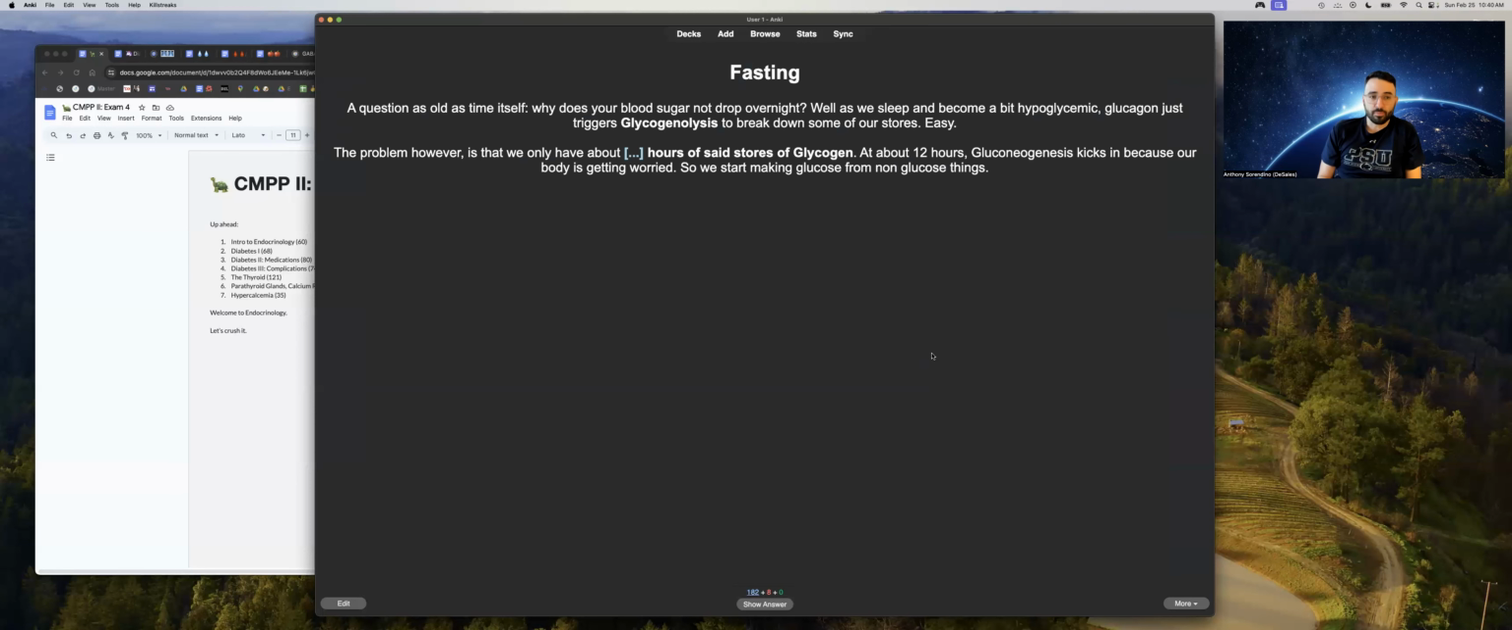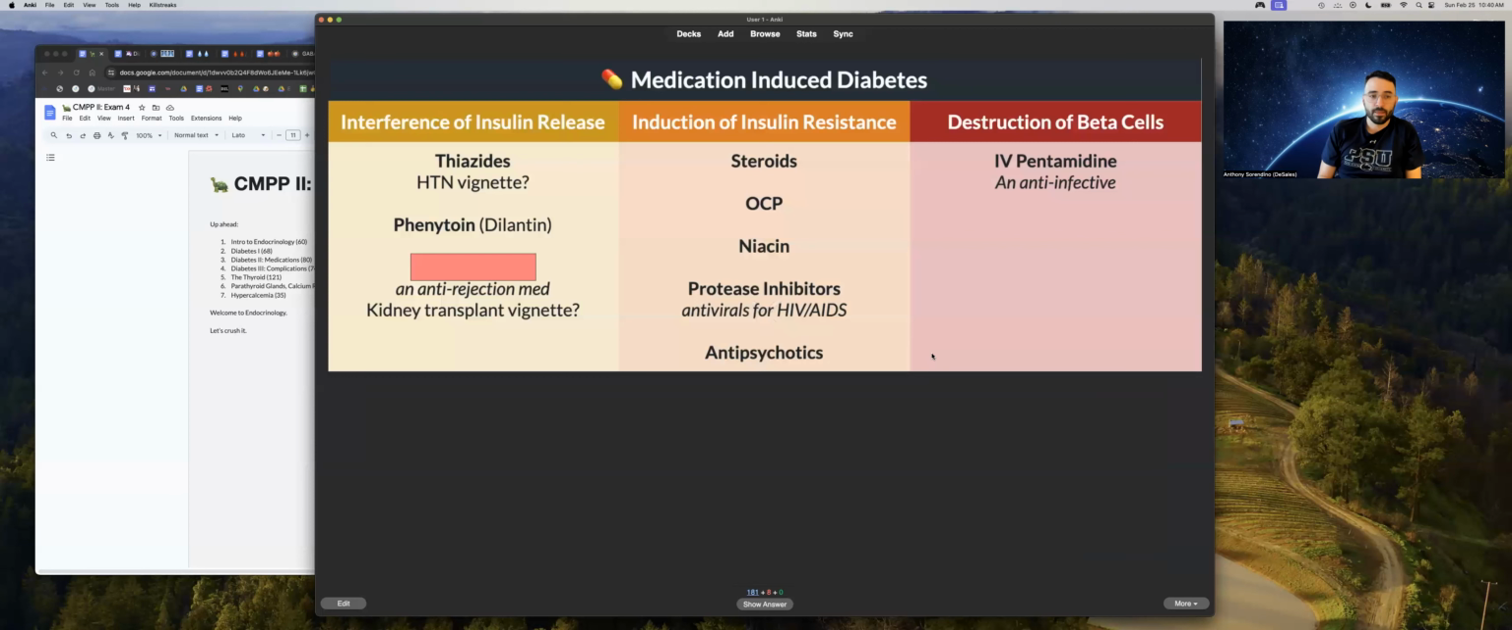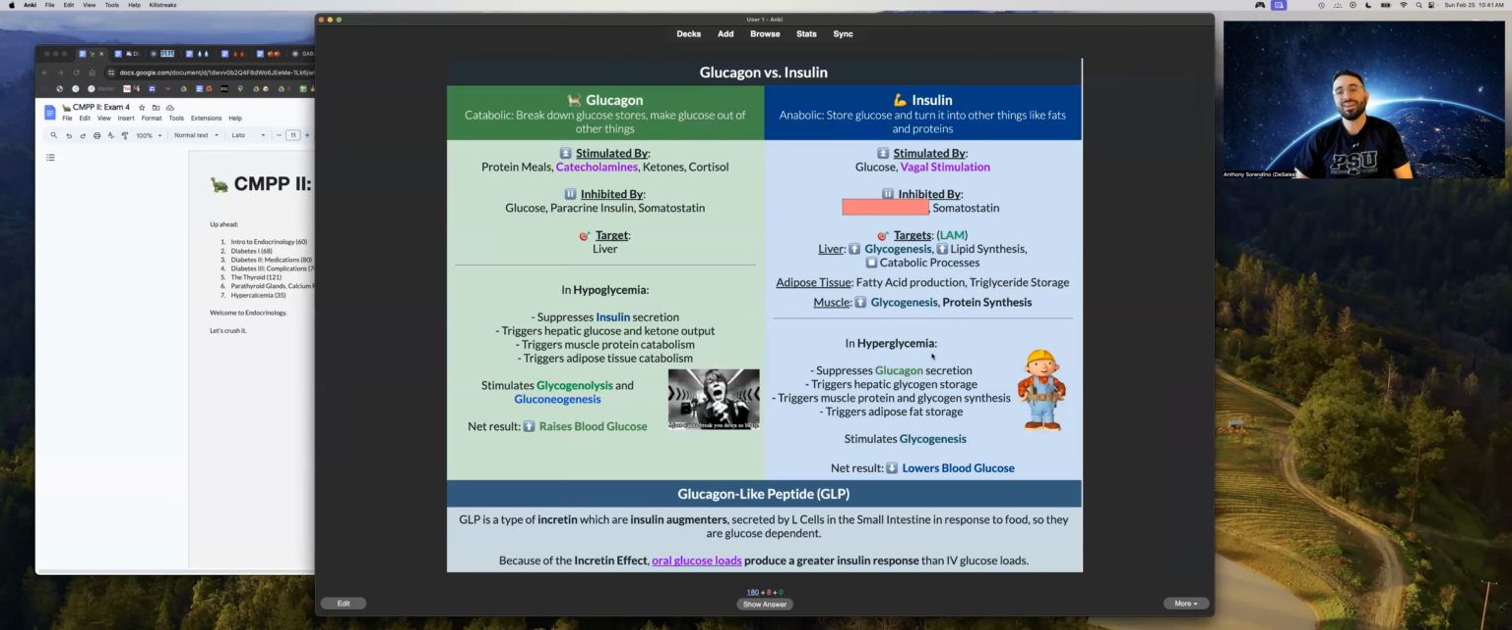Let's talk about fasting. The problem, however, is we only have about blank hours of stores of glycogen, 24. Interference of insulin release: thiazides, phenytoin, cyclosporin. It's an anti-rejection med. Look for that in a kidney transplant vignette. What inhibits insulin? Somatostatin slows it down. What's going to say we need sugar? Glucagon, catecholamines. Okay.